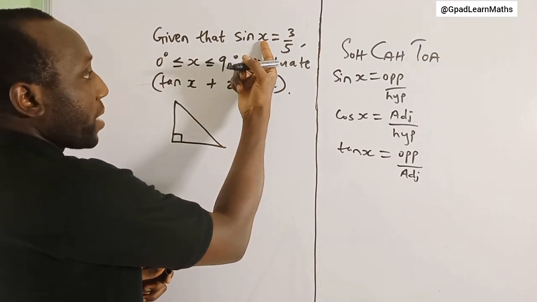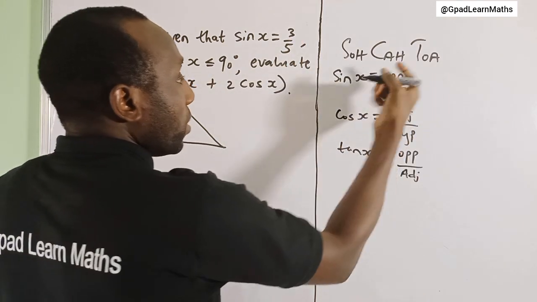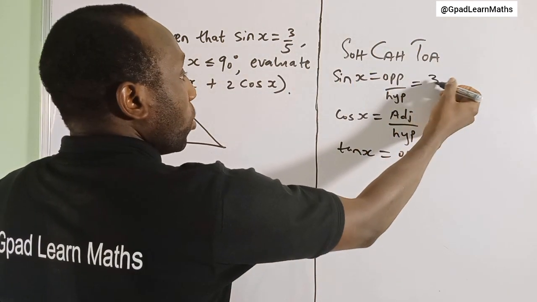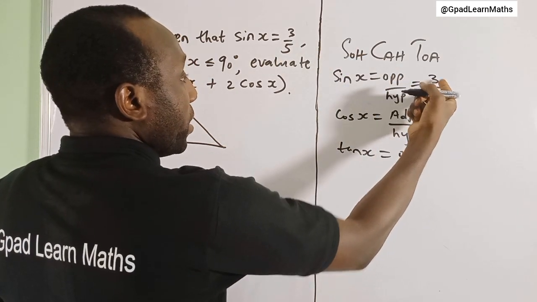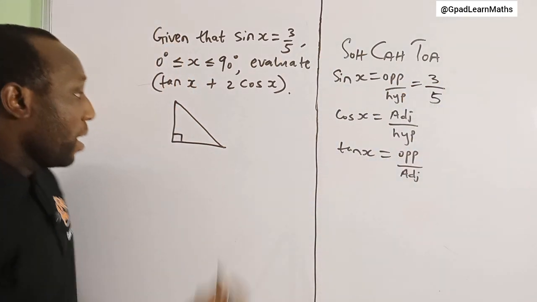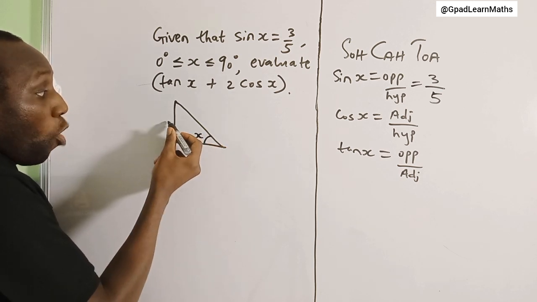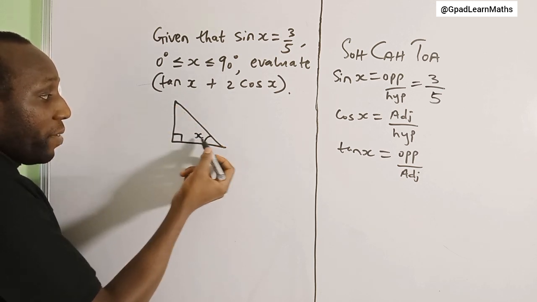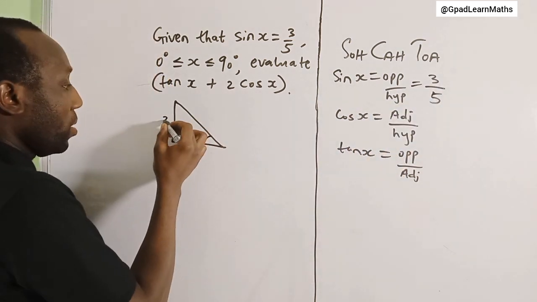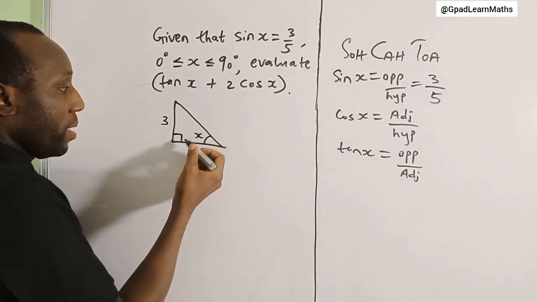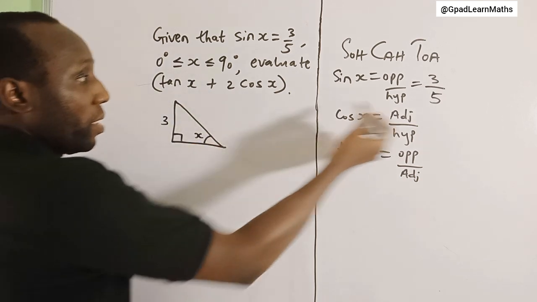Now remember, sine x is equal to 3 over 5. From here, opposite has to be the one on top, that's 3 over 5, right? So it means that the opposite is 3 and the hypotenuse is what? 5. I'll put the angle here. Let's call this angle x. This will be the opposite. The side facing the angle is the opposite, and that has to be 3. So this is 3. Then the longest side, that's the side facing the right angle, is the hypotenuse, and that's 5.